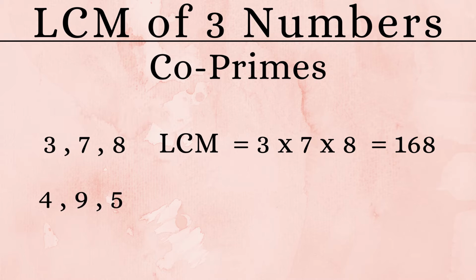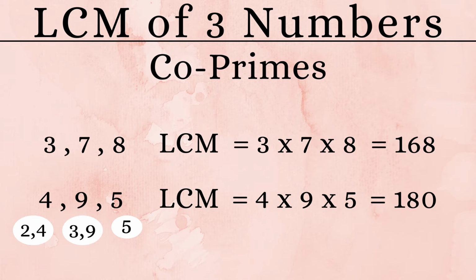Similarly, 4, 9 and 5. When we list down their factors, we know that these three numbers are coprimes, and their LCM is the product of the three numbers. So 4 into 9 into 5, which is 180, is the LCM.